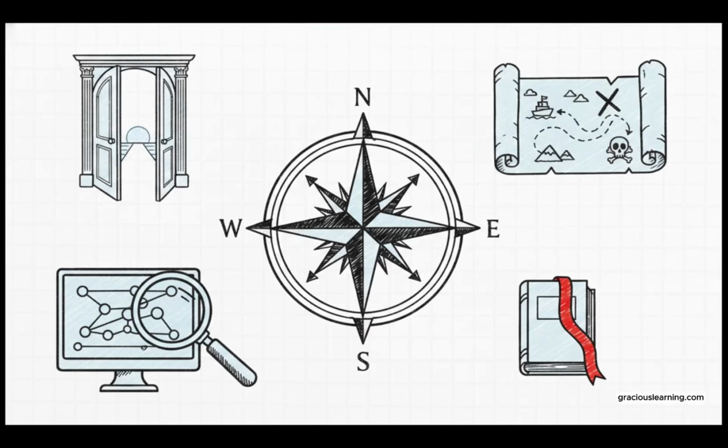Here are the 4 crucial compass points for navigating any informational book. First up, the title page. This is your formal introduction. It tells you the exact title, the author, and the publisher. Next, the table of contents. This is usually at the very front, and it lists all the chapters in order, telling you exactly how the book's journey unfolds.